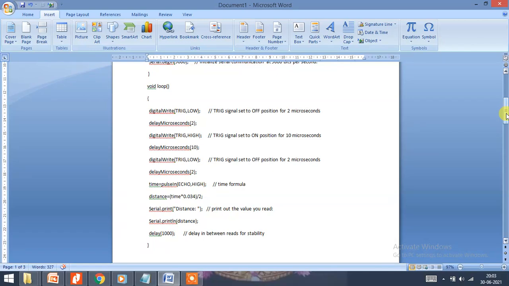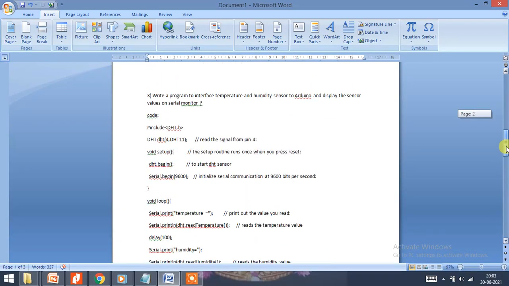Next we will see the temperature and humidity sensor. In this program we are going to include the DHT header file especially. The temperature and humidity sensor header file should be added to the board. After that we consider the 4th pin, and we read the signal from the 4th pin. Next we set up the loop. In this setup loop, we begin the DHT sensor to start the temperature and humidity sensing.